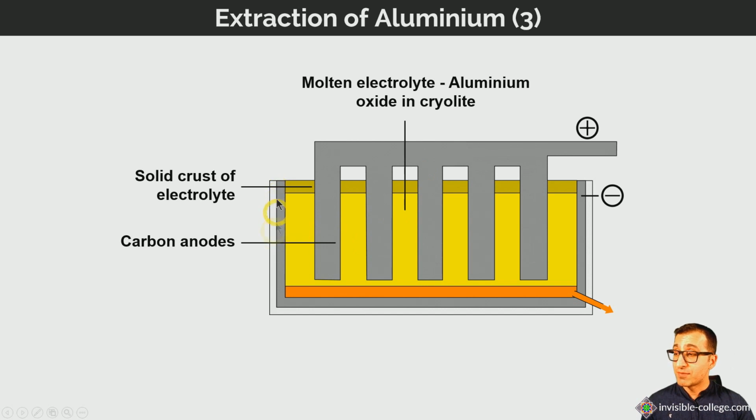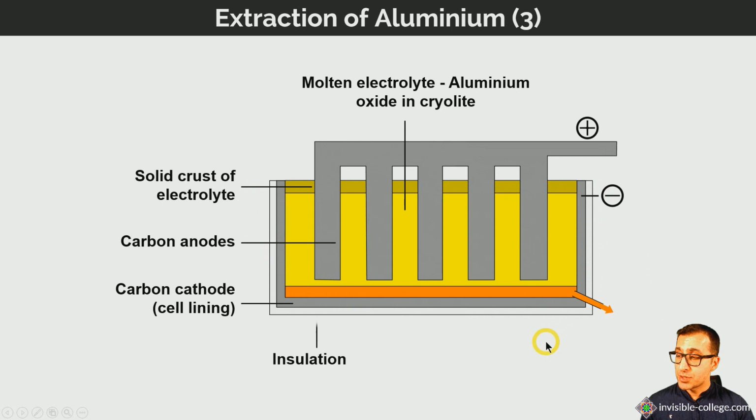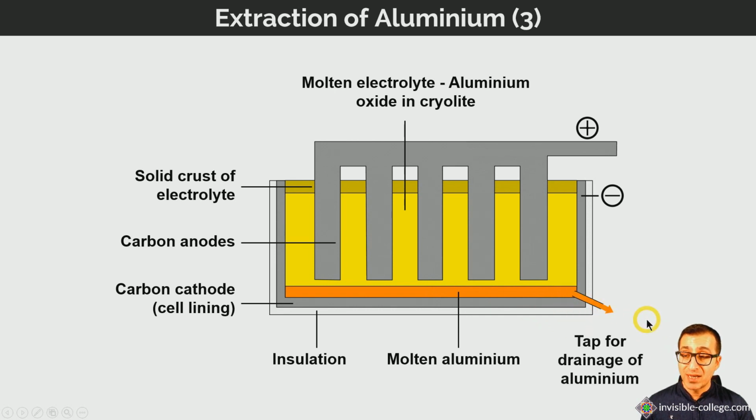Now the cathode, the negative electrode, is actually the lining of the entire electrolytic cell, as we can see here. So, around this assembly you have electrical and thermal insulation, and here we can see at the bottom molten pure aluminium metal is being produced, and this can be tapped and drained away.